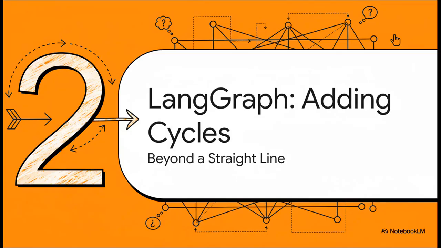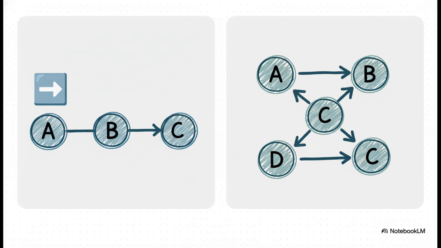Okay, so LangChain is perfect for these linear A to B to C kind of workflows. But what if your process isn't a straight line? What if the AI needs to try something, check its own work, and maybe loop back in and try again if it made a mistake? For that, you need to go beyond a simple chain. You need a graph.